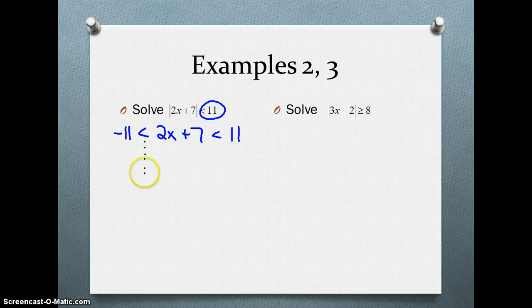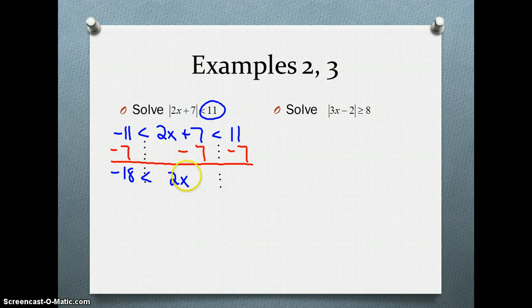Now I can go ahead and solve this. Again, this is a compound inequality, so we have three spots. I'm going to work from the inside out. I'll subtract 7 from all three places. Negative 11 minus 7 is negative 18 is less than 2x is less than 11 minus 7 is 4.